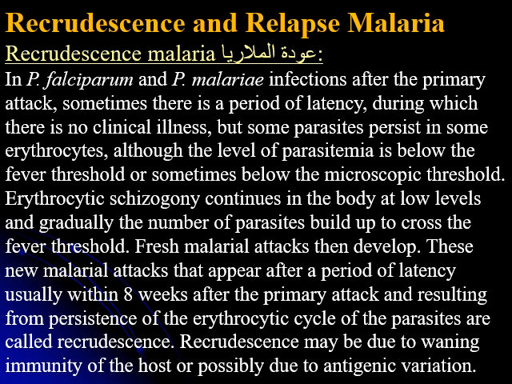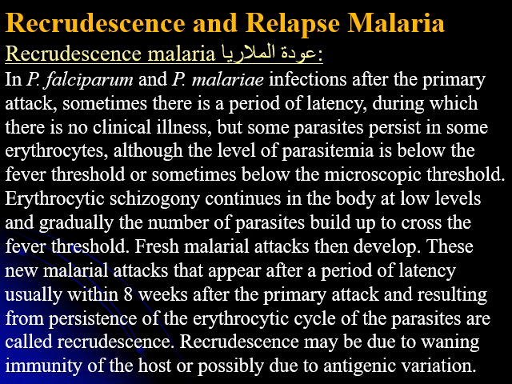This new malaria attack that appears after a period of latency, usually within 8 weeks after the primary attack and resulting from persistence of the erythrocytic cycle of the parasites, is called recrudescence. Recrudescence may be due to waning immunity of the host or possibly due to antigenic variation.